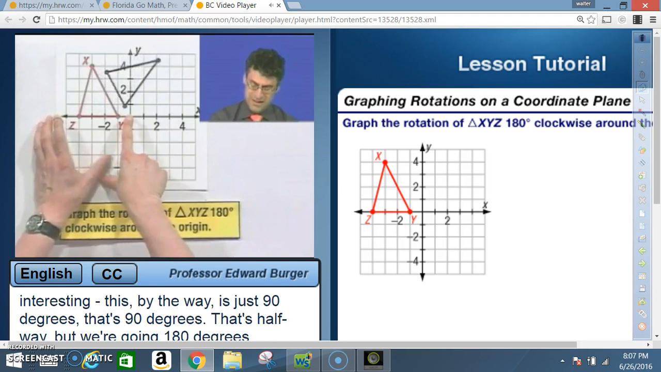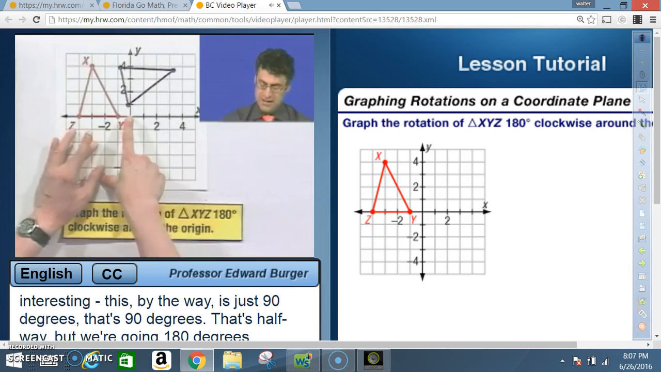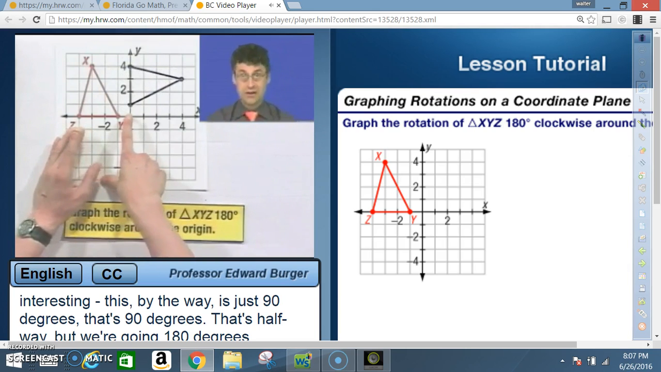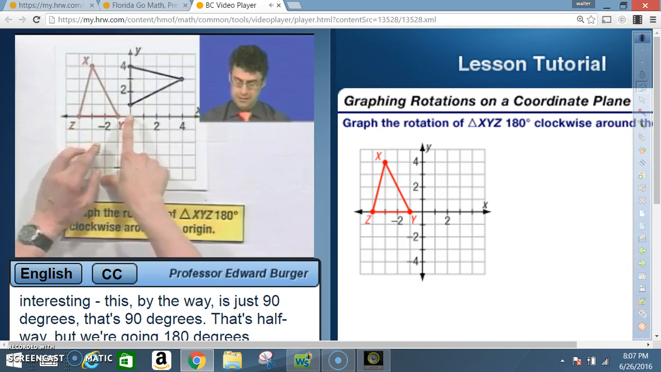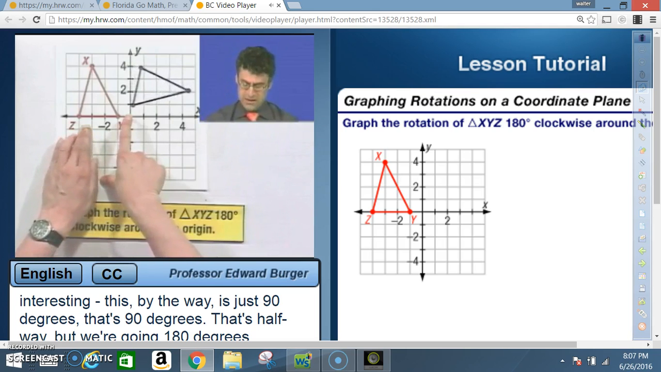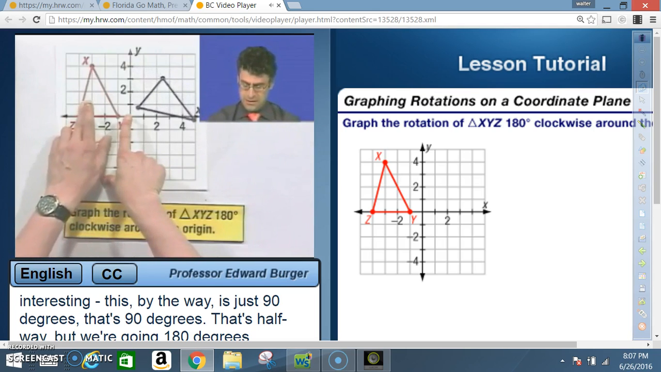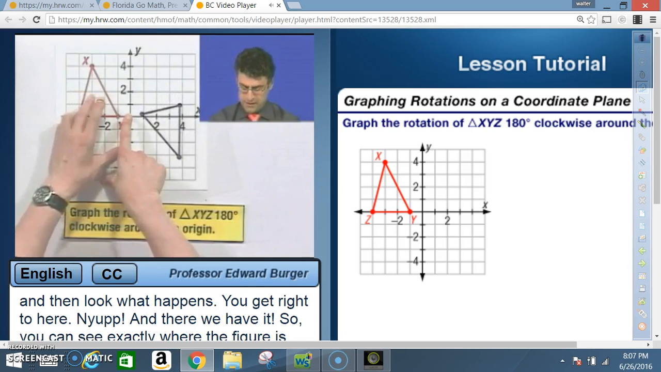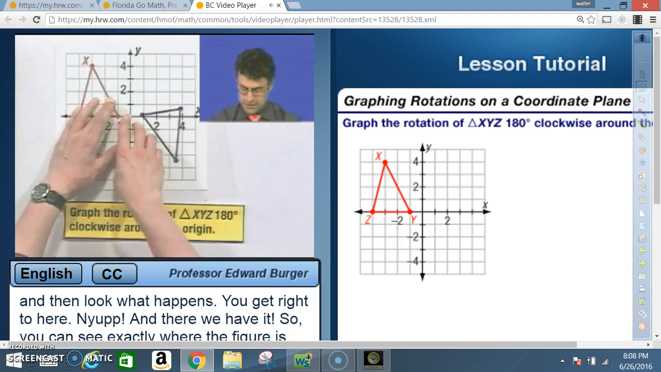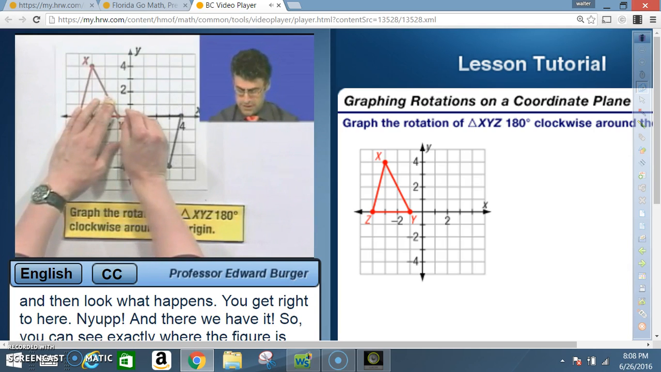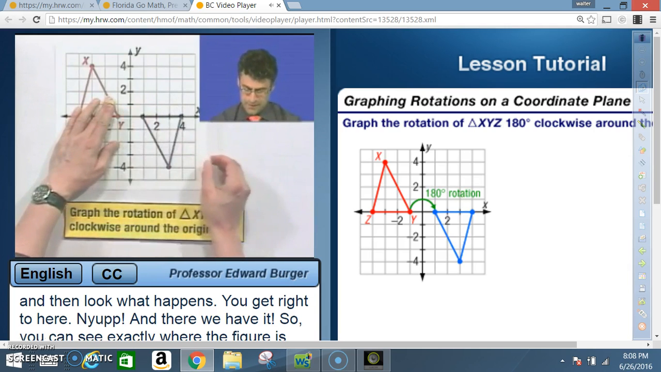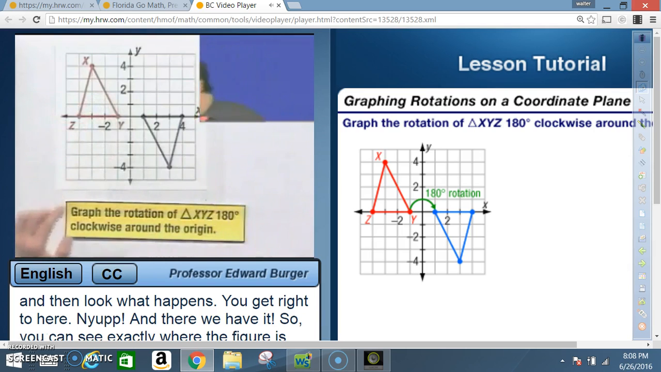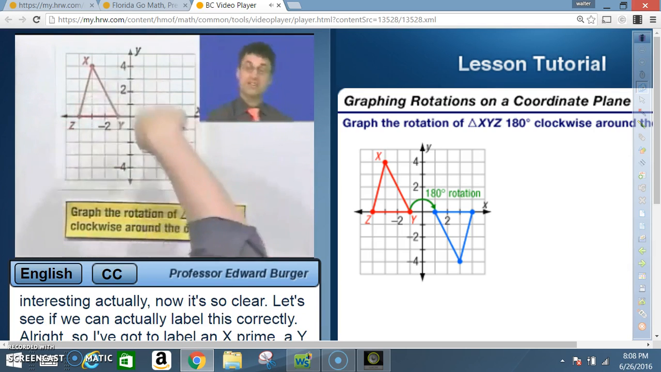This, by the way, is just 90 degrees. That's sort of halfway. But we're going 180 degrees clockwise around the origin. And then look what happens. You get right to here. Yep, and there we have it. So you can see exactly where the figure is. Kind of interesting, actually.